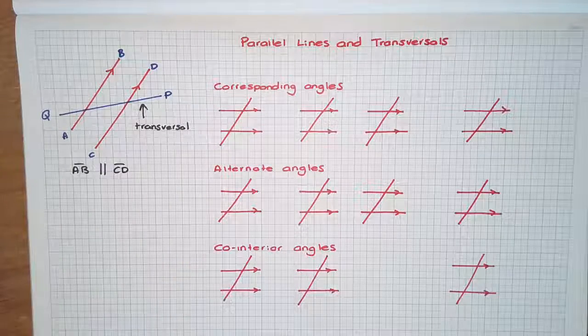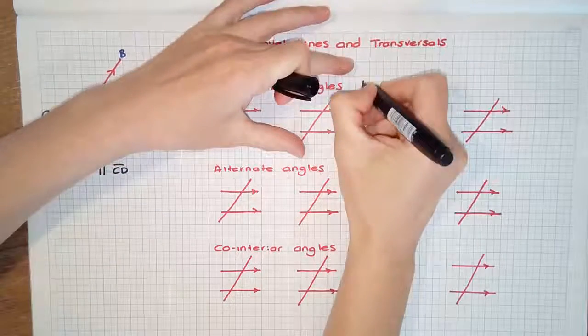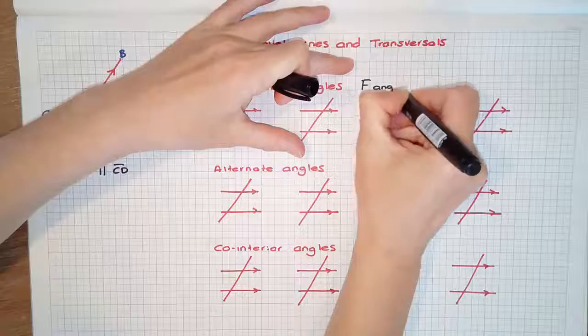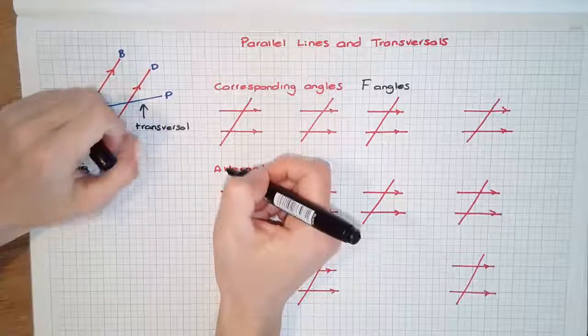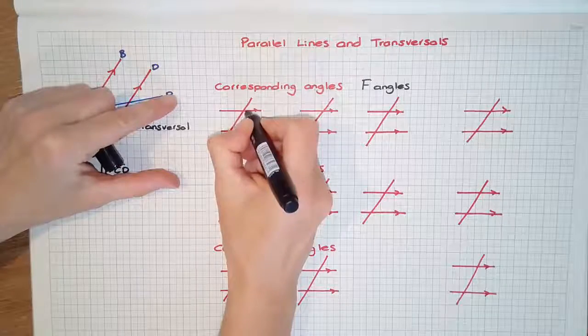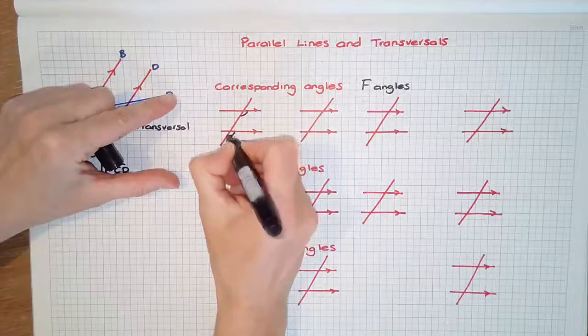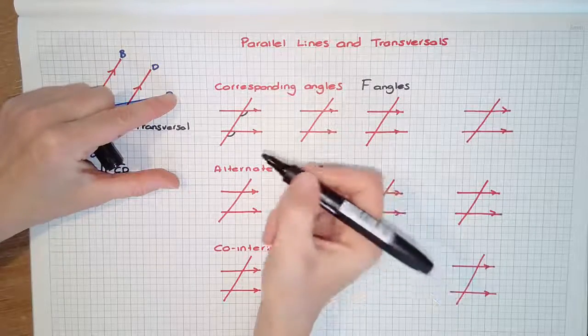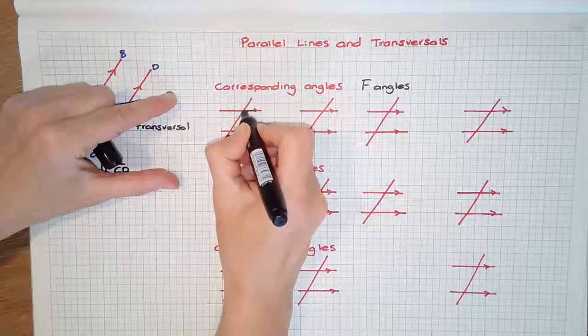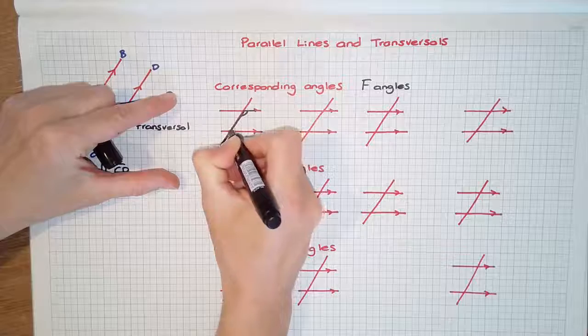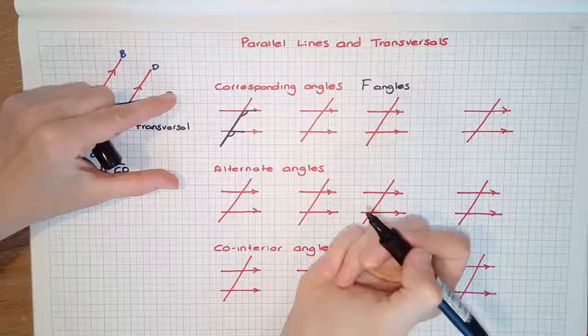Corresponding angles I nickname F angles. They're in corresponding positions around two vertices. For instance, this angle here and this angle here is considered corresponding. And what you can do is draw an F around the two angles to remember.